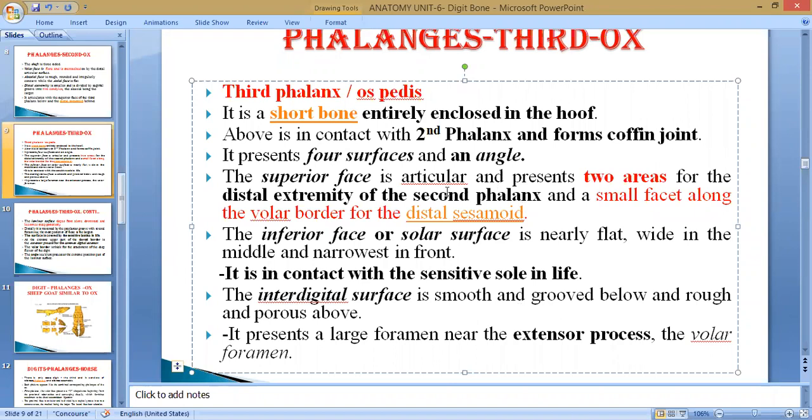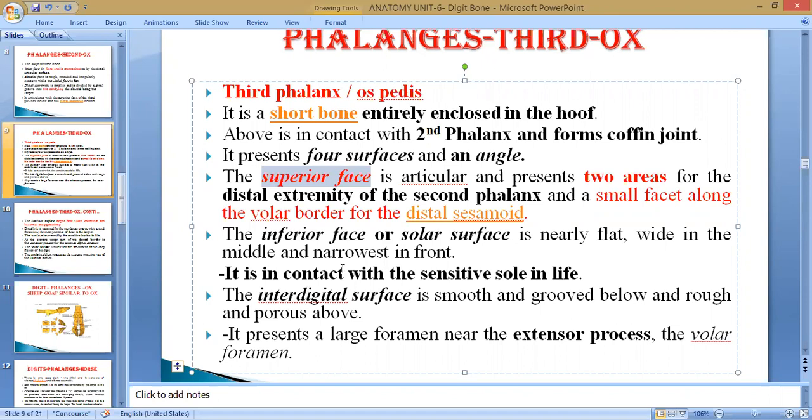We have already discussed the superficial surface, proximally having the two articular facets for the second phalanx and the distal sesamoid bone, posteriorly on the plantar side, and the inferior or solar surface, flat, wide above and narrow below, and finally converted into the angle. And these also contain some sensitive lamina.